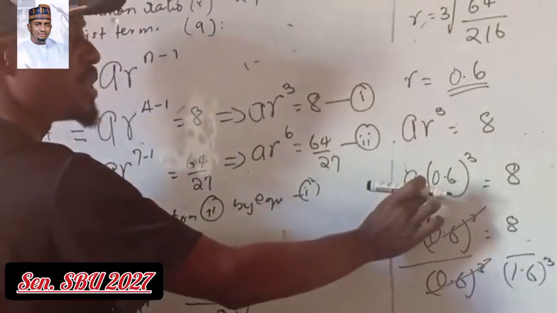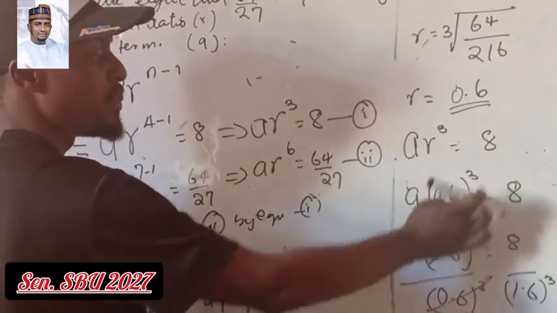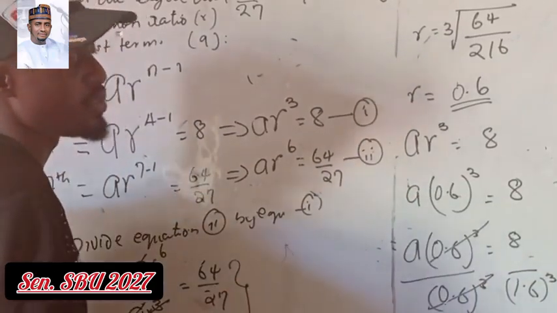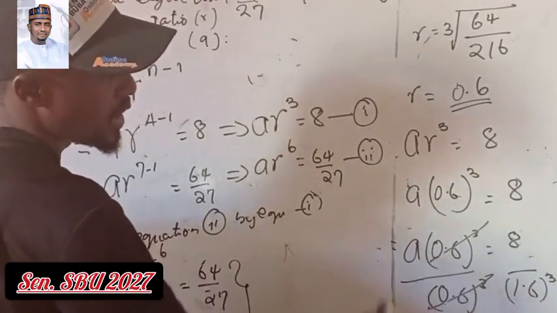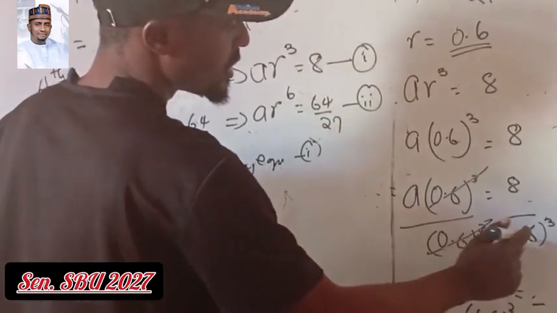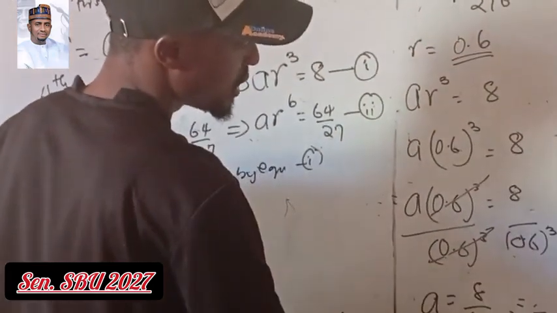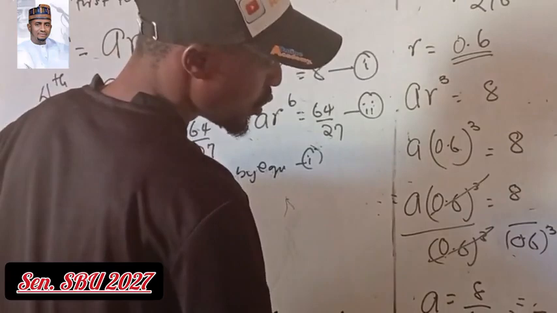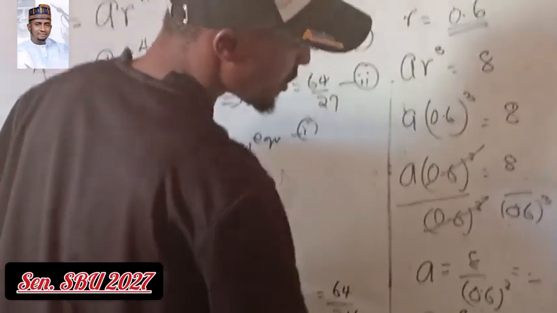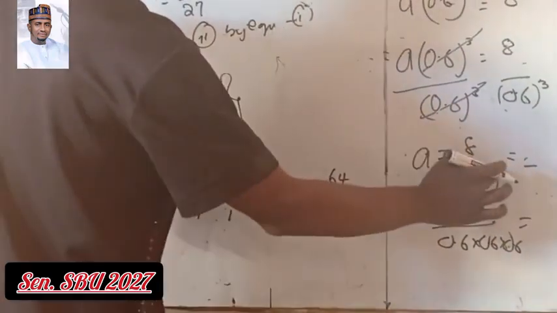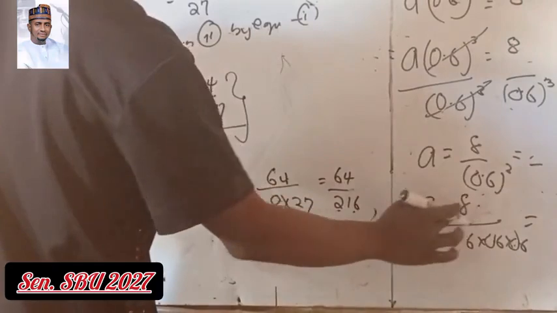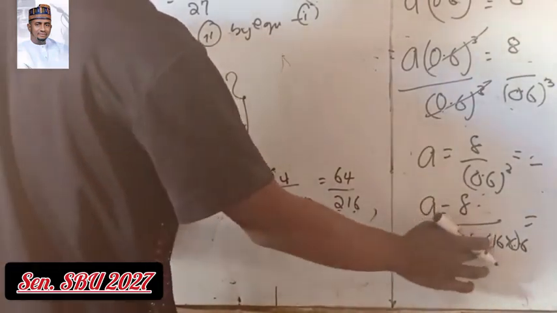Our targeted value is A. Therefore, we divide both sides by this to be left with A only. This divided by this cancels. Our A comes down, and 8 divided by 0.6 cubed gives us what we want. If you go on like that, you are going to have your solution. 8 all over 0.6 cubed, which is 0.6 times 0.6 times 0.6, is equal to A.